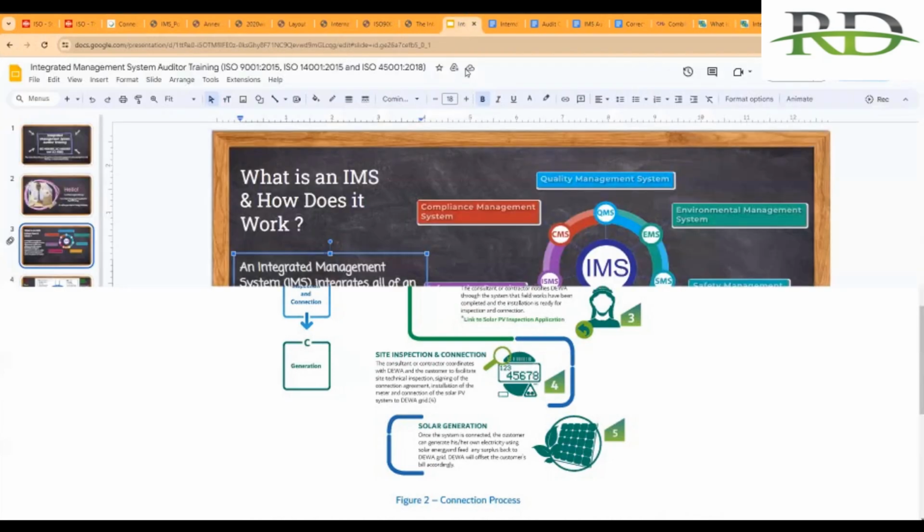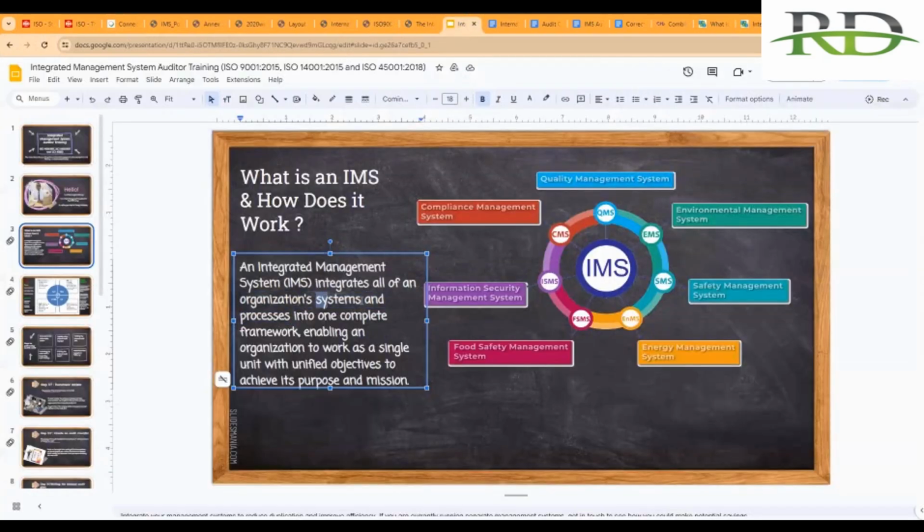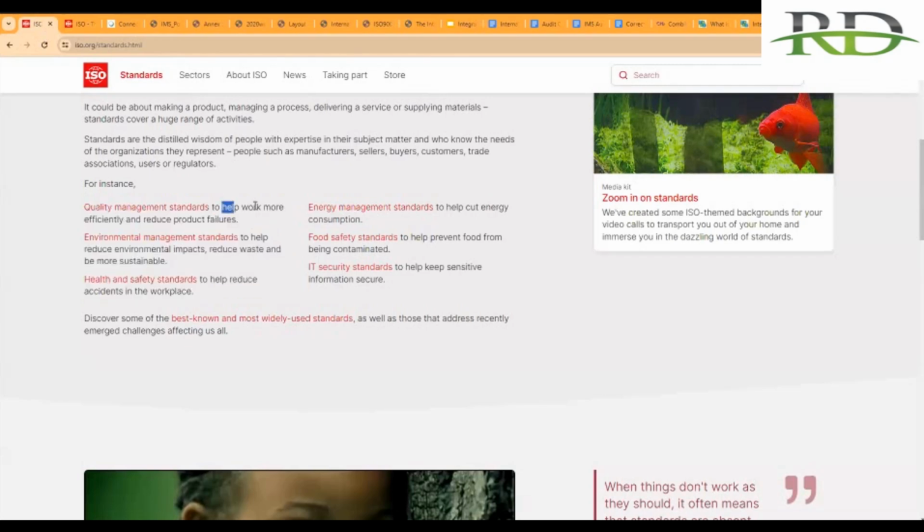So when we say we need to integrate these systems, that is what is being integrated. And of course, the system that you are using to help work become more efficient is called ISO 9001, that is quality management.